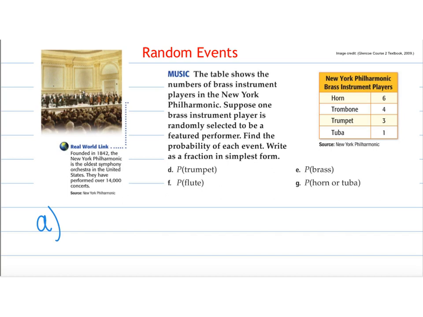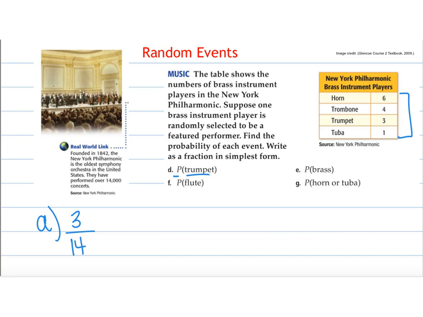So the first one, again, probability of whatever's in the parentheses. So probability of a trumpet. Looking at the chart over here, we've got 3 trumpet players over the total. So here we would have to add. So 6 plus 4 is 10, plus 3 plus 1 would be 14. So there's a 3 out of 14 chance that it will be a trumpet player. Okay, and I don't think that can be simplified.